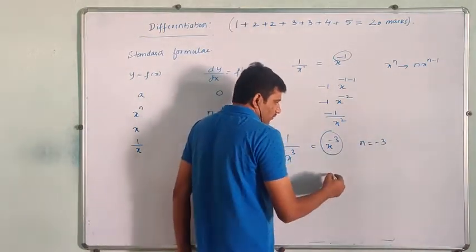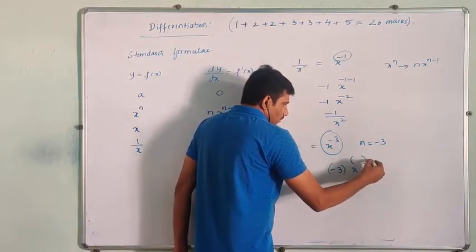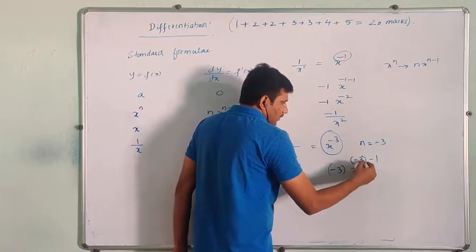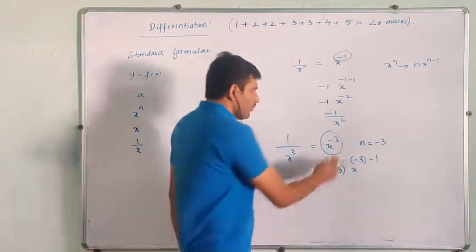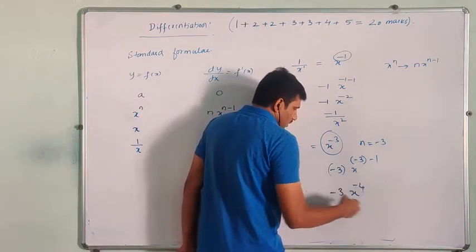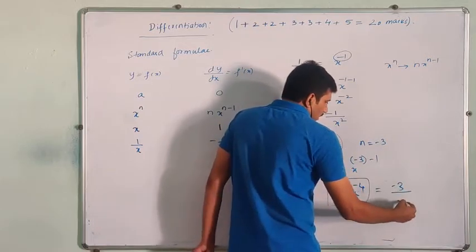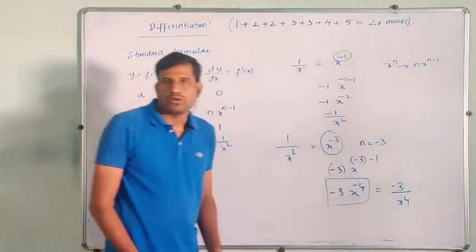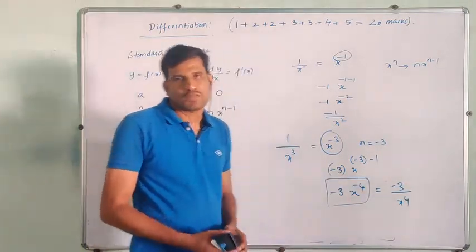So what is the derivative of x raised to n? n into x raised to n minus 1. What is the n value here? Minus 3. That is minus 3 into x raised to minus 3 minus 1, that is minus 4, or we can write this as minus 3 divided by x power 4. So the derivative of 1 by x cube is minus 3 by x power 4.